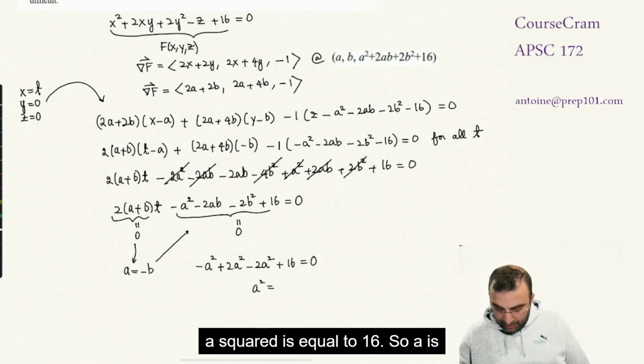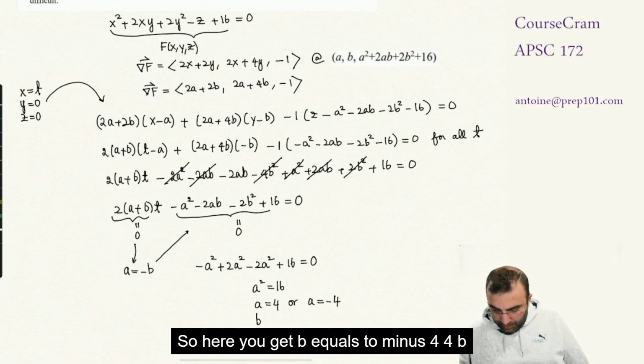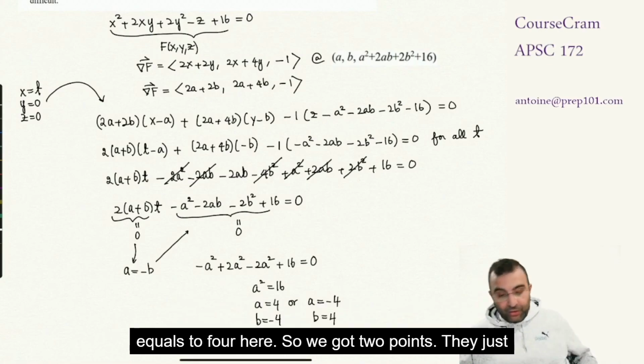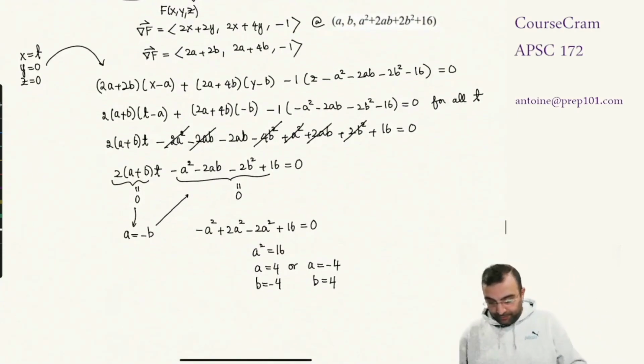That gives us a squared is equal to 16. So a is equal to 4 or equals minus 4. So here you get b equals minus 4 or b equals 4. So we got 2 points. They just wanted a point, find a point, but we found 2 points, so whatever.